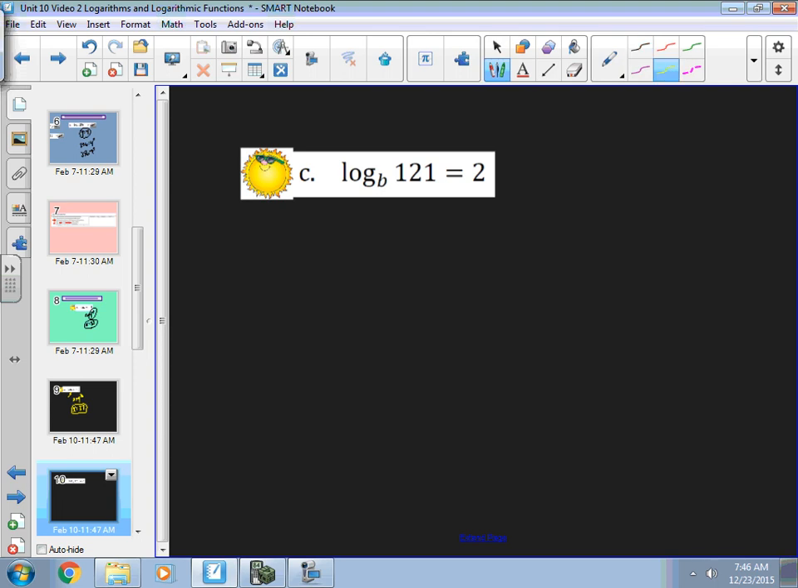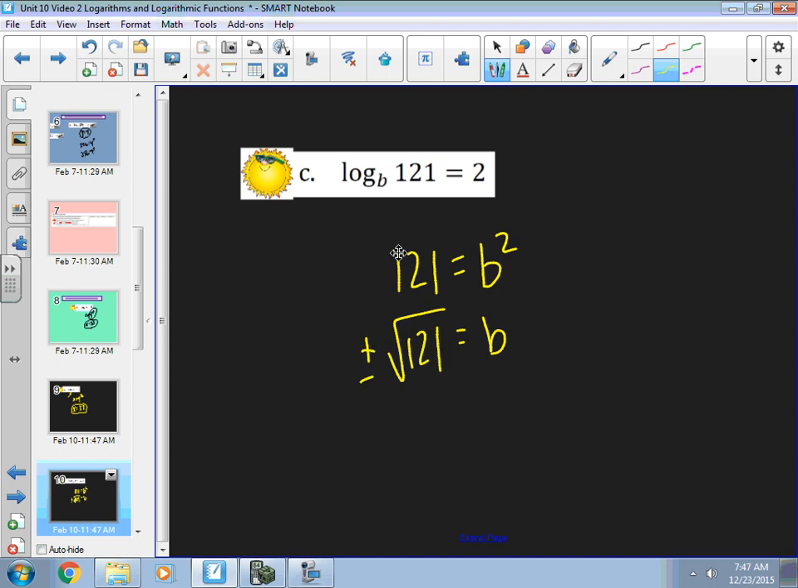All right, this one's a little bit different than the last two, but you still have to change it to exponential form. In exponential form, you get 121 is equal to b to the second power. Now this one, we're not quite done solving yet because we haven't got the variable by itself. There's this power 2, but you should know how to undo power 2. You want to take the square root. So square root of 121, and it should be plus or minus. And the square root of 121 is 11. So it looks like there's two answers here, 11 and negative 11.